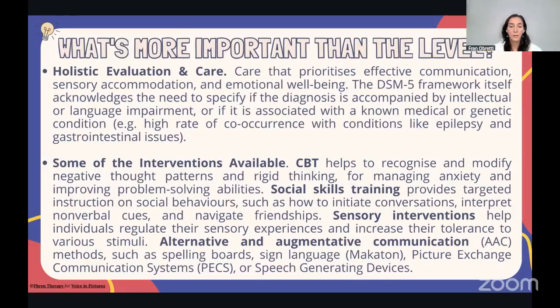There is also another part of the training, which is the social skills training, that provides targeted instruction on social behavior. So, for example, it might help a teenager to understand what are the social cues and the social habits in a conversation, that it's possible to interpret nonverbal cues, and in the end, how to navigate friendships.